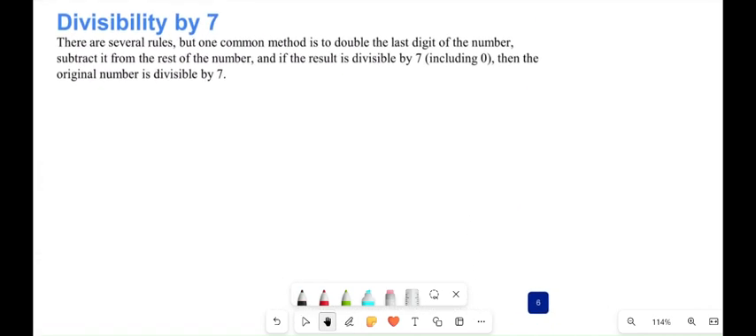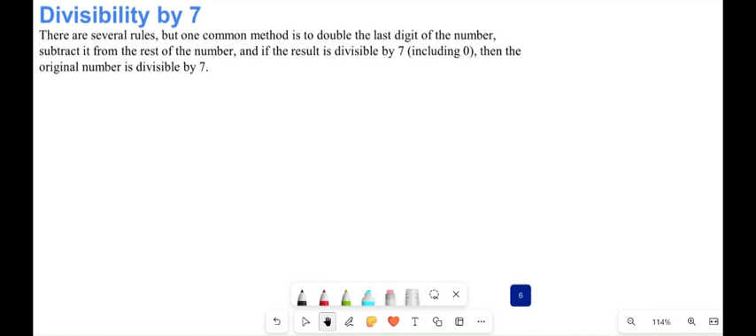Now, going to the number 7. We have checked 2, 3, 4, 5, 6, 8, 9, and 10. Remaining now is 7. 7 can be considered the most annoying number to check for divisibility because it needs a few steps. There are many ways to check if a number is divisible by 7 or not. What I'm going to use is a method that can be considered somehow the easiest, but it may be repeated many times for big numbers, especially numbers in the thousands and tens of thousands.